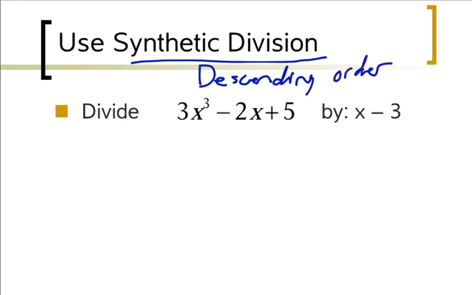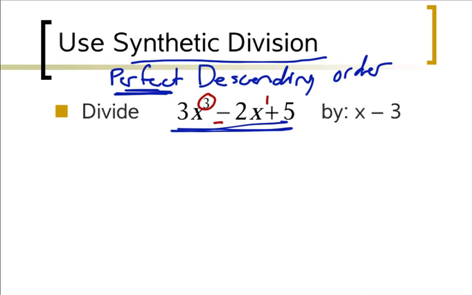For both polynomials. In other words, if you take a look at this first polynomial, we've got 3x to the third minus 2x plus 5. Now, it's got to be perfect descending order. And what that means is we can't miss any exponents. For example, we go 3, blank, 1, none on the x. In other words, there's an x to the 0 right there. So what that means is we're missing one right here, and we're missing an x squared. So wherever you're missing something, we have to fill it in.